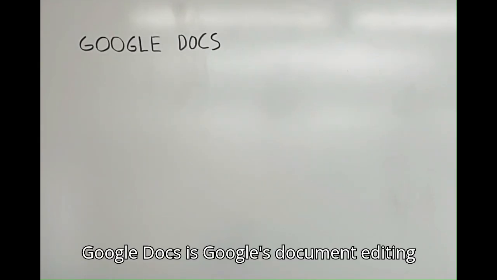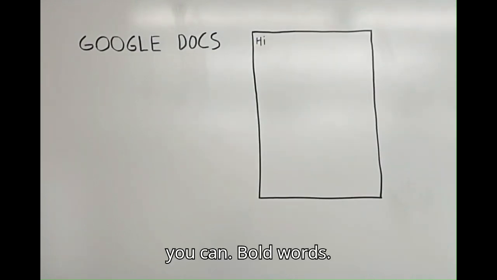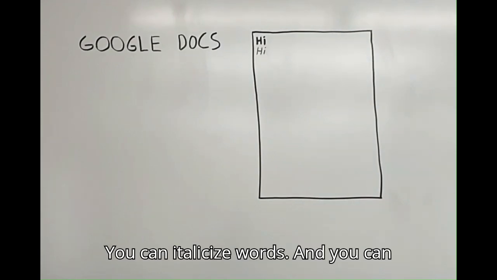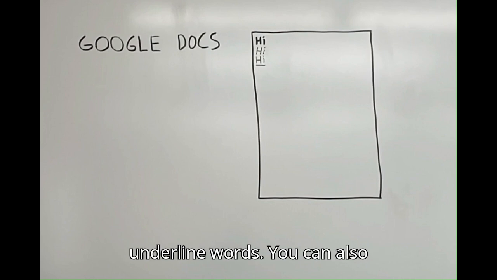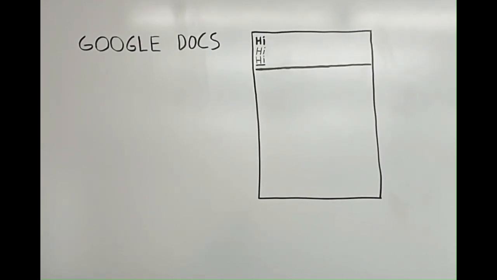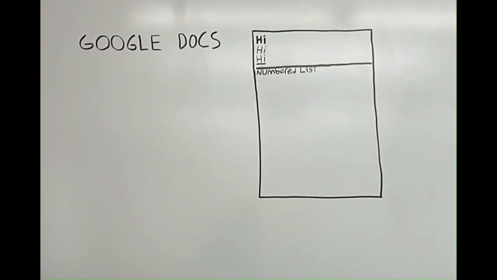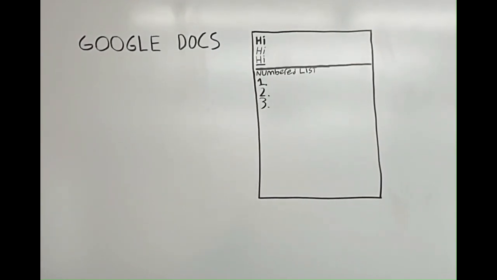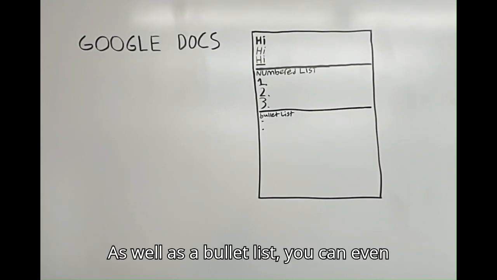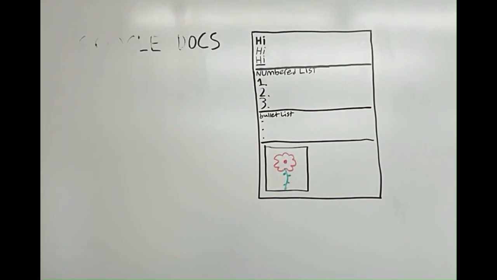Google Docs is Google's document editing software. In it, you can bold words, you can italicize words, and you can underline words. You can also make a numbered list, as well as a bullet list. You can even insert photos.